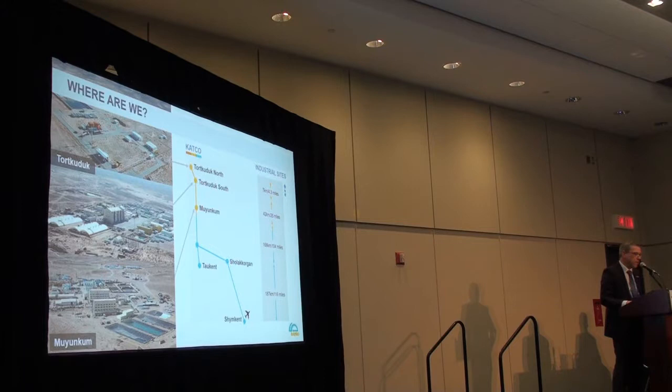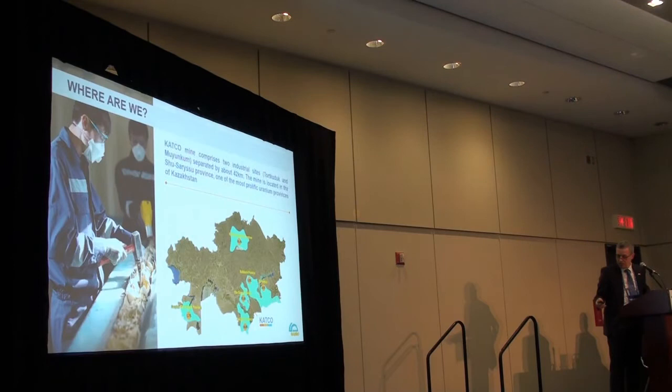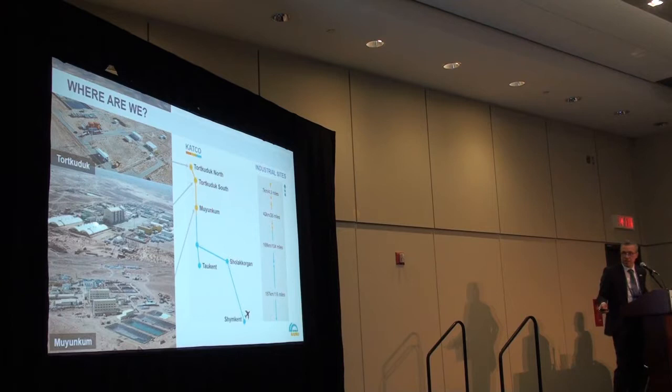So you can see here our main facility in Torkuduk. Here you have the administrative building. Here you have the plant, some basins, some ponds, warehouses, and the two plants here in Muyunkum, which are producing eluate. Each of them has a capacity of 1,500 cubic meters per hour, and here we have 3,000 cubic meters per hour. And this is a small satellite in Torkuduk North.